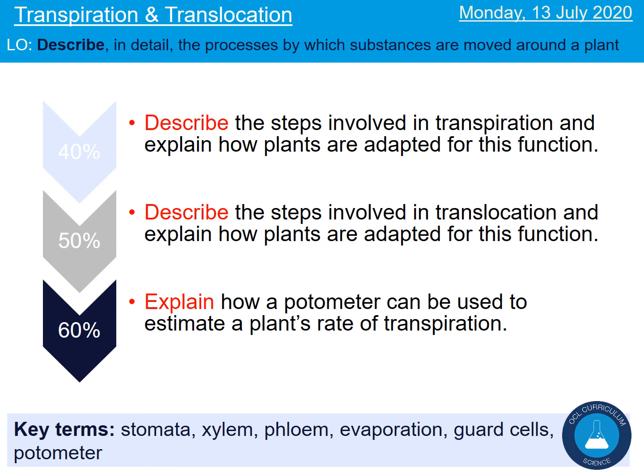This video will describe in detail the processes by which substances are moved around a plant. In particular, we'll be describing the steps involved in transpiration and translocation. In addition, we'll aim to explain how a potometer can be used to estimate a plant's rate of transpiration.